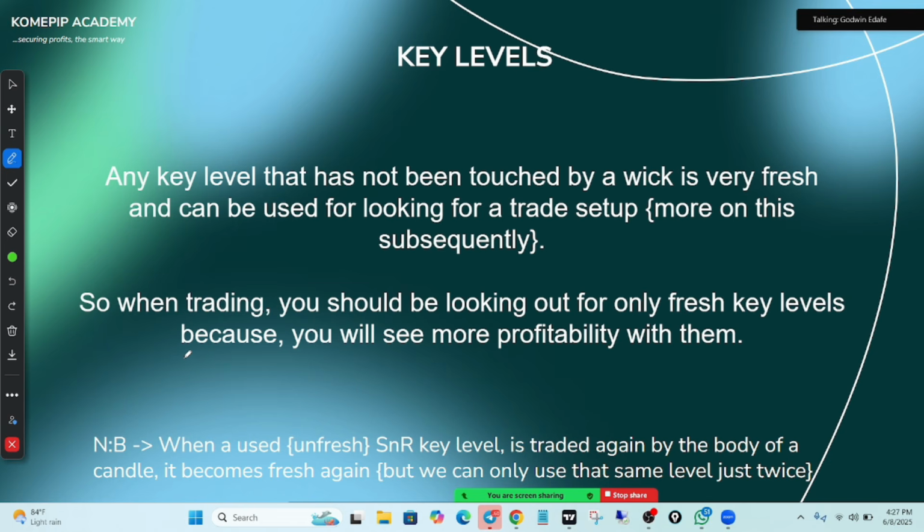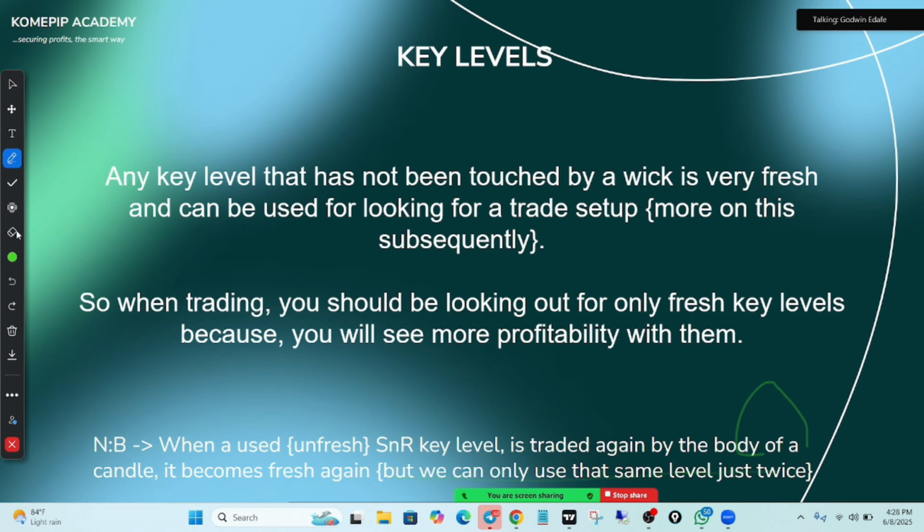All right, I want you to take notes. When a used SNR key level is traded again by the body of a candle, it becomes fresh again. But we can only use that same level just twice.